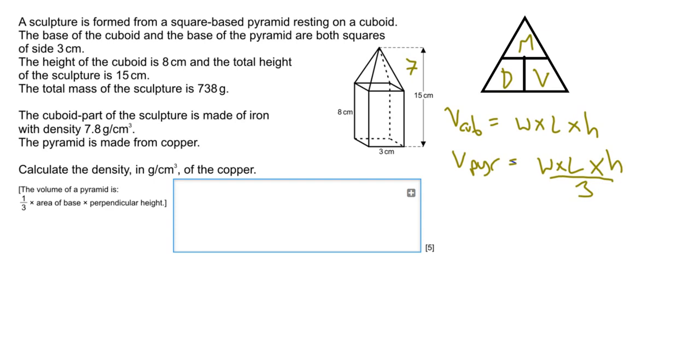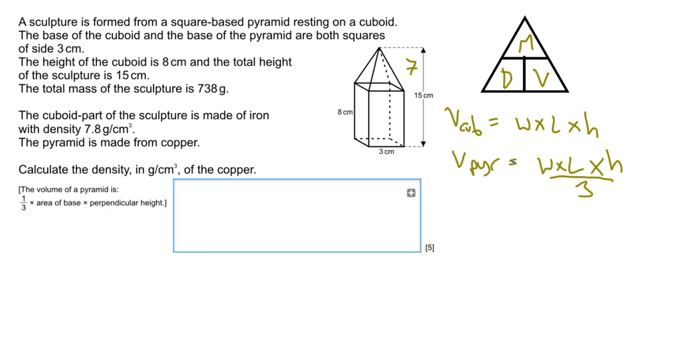So here, I'm told the total mass of the sculpture is 736 grams. And that's very useful to know. We can then work out, I suppose, what the total volume will be. And if I work out the total volume, then I can work with that. I'm told that the cuboid part is iron, so this bit is of iron. That's the density. I think I probably could work out the volume of that.